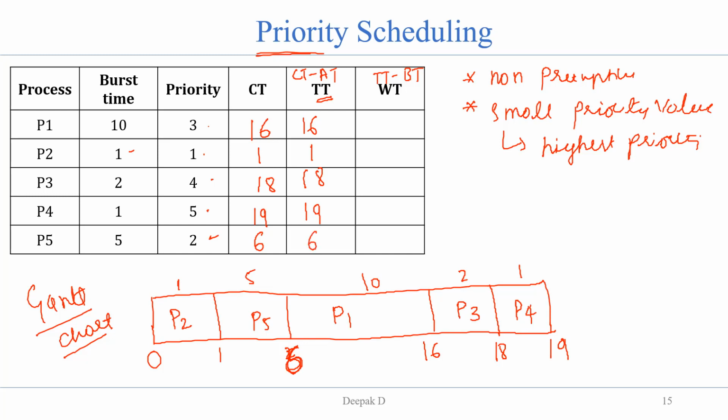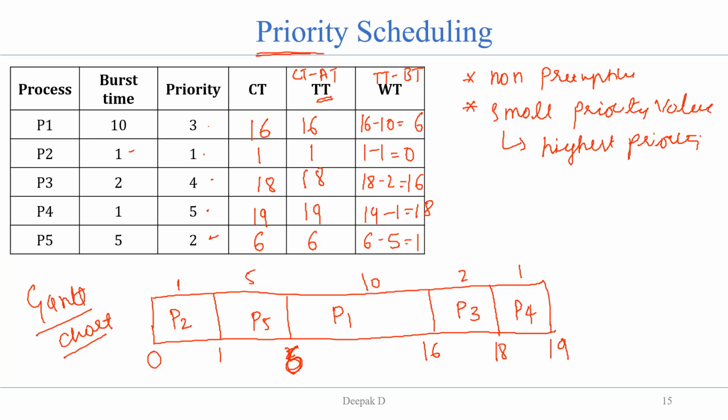But the waiting time will vary because the burst time needs to be considered. So 16 minus 10, 6, 1 minus 1, 0, 18 minus 2, 16, and 19 minus 1, it is 18, and the last one is 6 minus 5, 1.